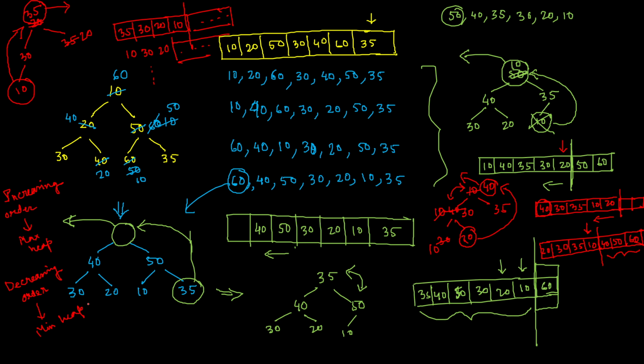Okay, so this is all about what we can call heap sort. So we can stop the heap sort over here, and at the end, one thing we can say, that this heap sort is actually mainly used for what we call a priority queue.